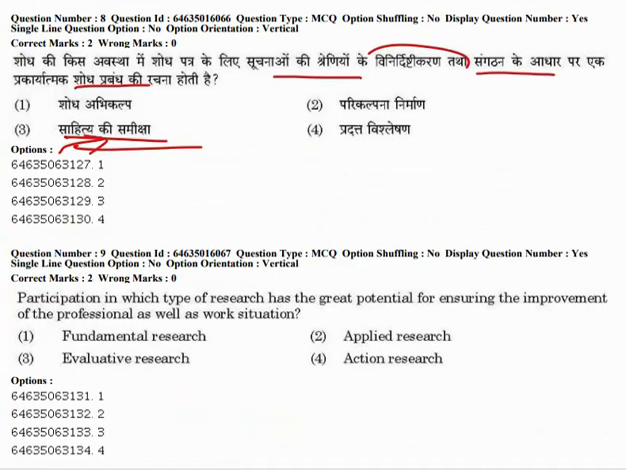Participation in which type of research has the great potential for ensuring the improvement of professional as well as work situation? Fundamental research, applied research, evaluative research, and action research. The correct answer is action research.